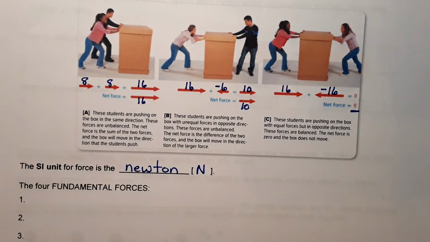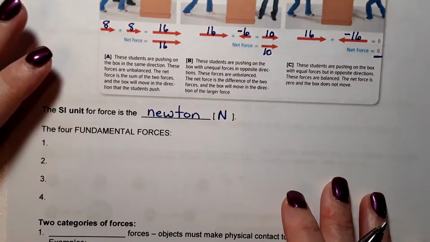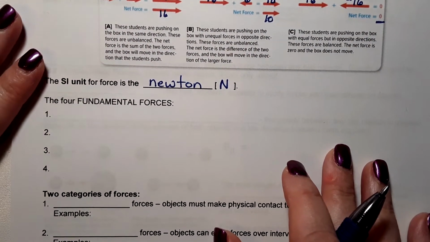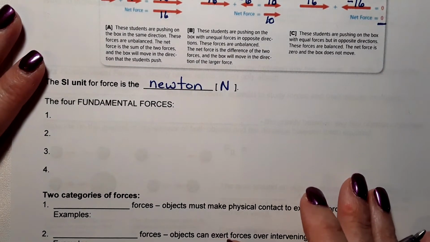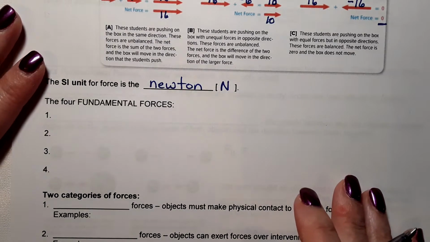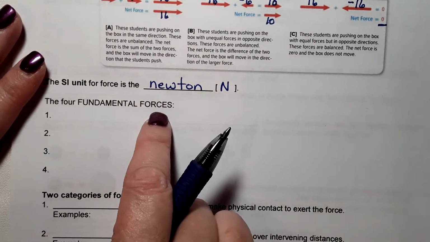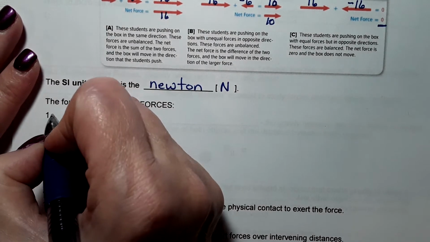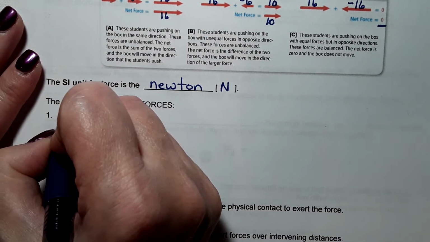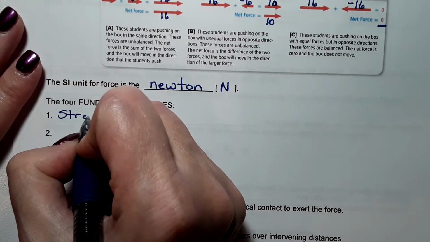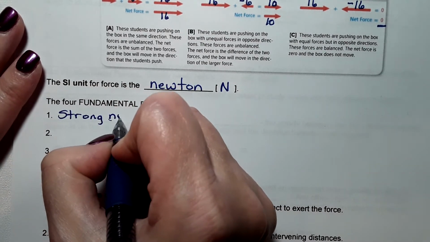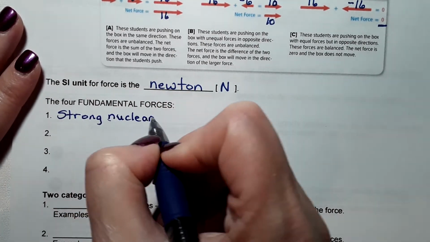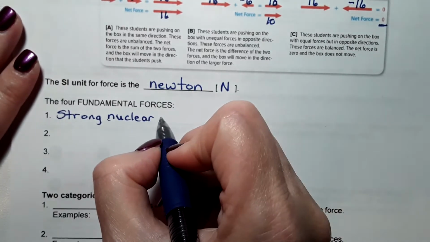Now, let's talk about the 4 fundamental forces in the universe. There are 4 basic forces. We'll talk about how the forces are categorized in a few minutes, but the 4 basic fundamental forces, we do need to discuss these, if only briefly. The strong nuclear force is the first fundamental force.